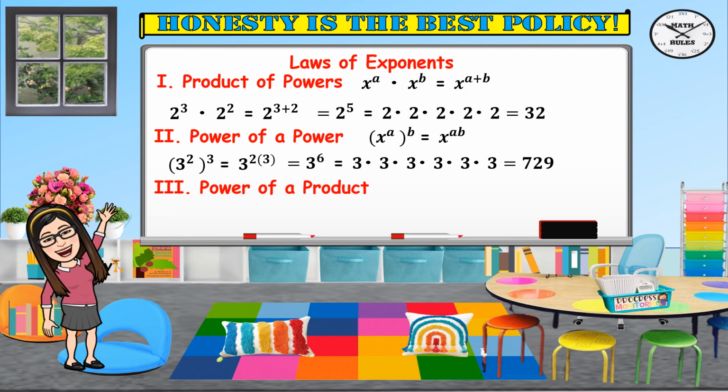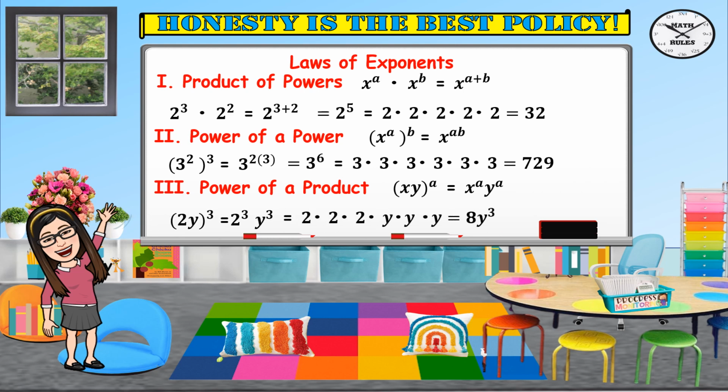And of course, under po ng power of a product, we have quantity xy to the a power. So as you can see here, you just have to multiply, of course, the exponent of the exponent inside the parentheses to the exponent outside the parentheses. Ayan. So we have 2 to the third power and y to the third power. Therefore, we have 2 times 2 times 2, y times y times y. So we have 8y cubed under power of a product.